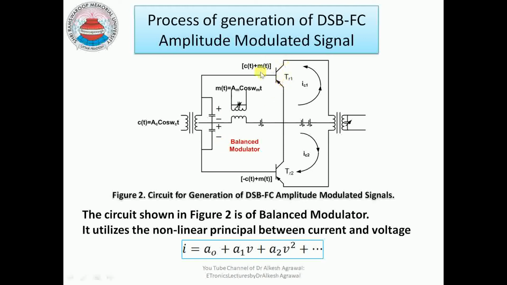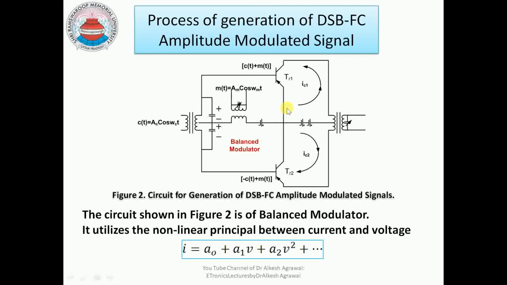So at the base of transistor 1 we have the combination of voltages c(t) plus m(t), and at the base of transistor 2 we have minus c(t) plus m(t). We can see that the message signal is fed in phase, whereas the carrier signal is fed out of phase, which is 180 degrees out of phase. So the currents IC1 and IC2 induced are reverse in direction, so they are subtracted to generate a double sideband full carrier. The analysis will be discussed in detail in the subsequent slides.